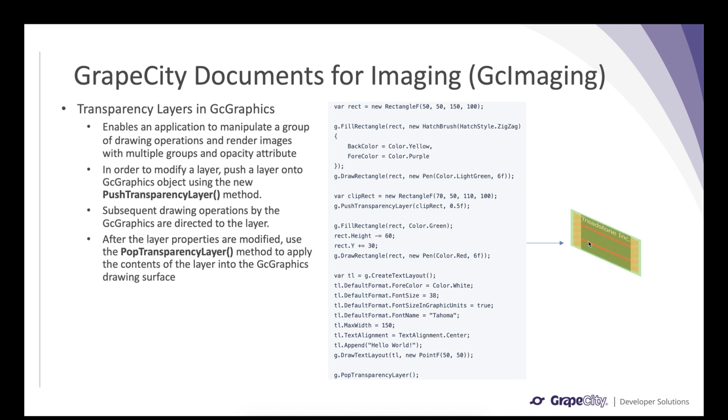In this example, there's a rectangle which has been filled with certain kind of color, and you draw that rectangle with certain opacity. Now, if you want to work with part of that rectangle and modify the appearance with some other properties, you call push transparency layer method, clip that rectangle and pass the opacity parameter, and then you fill it with some other color like a green color, and then you draw that rectangle over the same image. You can also add text onto this image, apply some properties, and when the entire operations have been done, then you call pop transparency layer. So all those operations will be now merged onto the drawing surface of GC Graphics object.